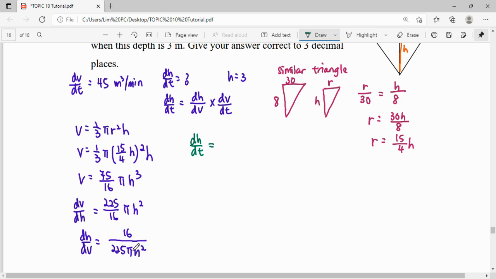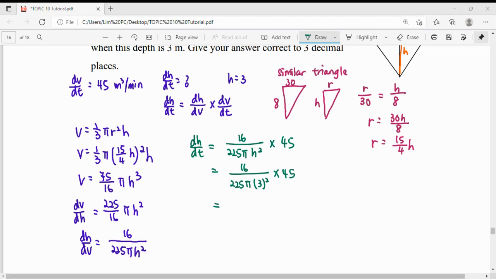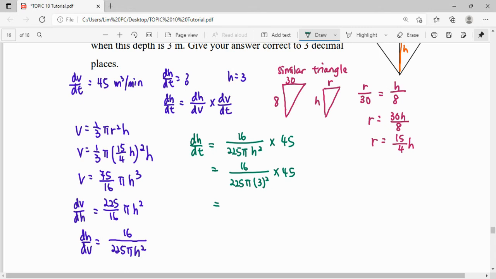We are going to answer our question by finding dh/dt using our chain rule. So plug in our information here: equals 16 over 225 pi h squared times dV/dt, which is 45. dV/dt is given, and we have a variable h here, and h is given, which equals 3. We substitute 3 inside, and we're going to press the calculator to express our final answer in 3 decimal places.